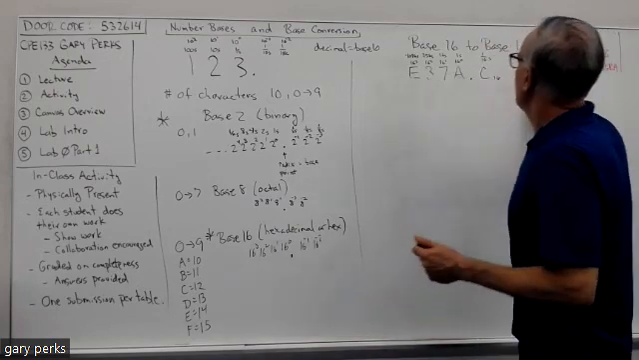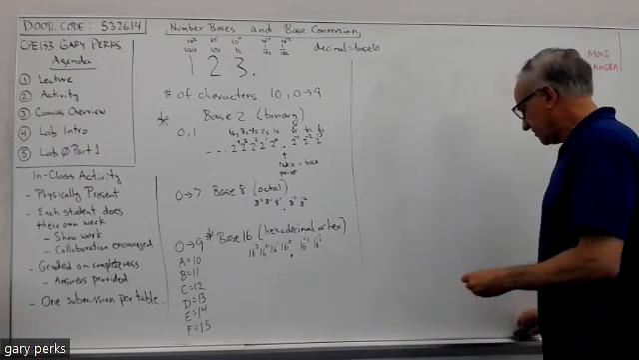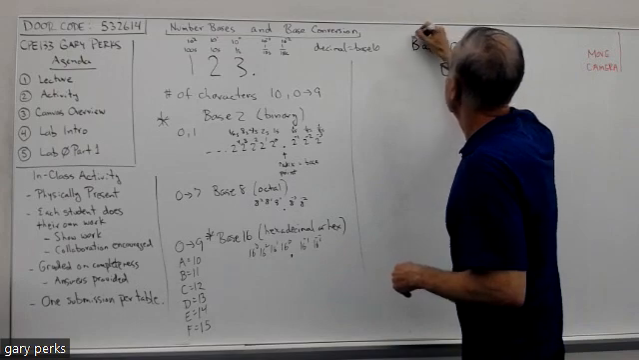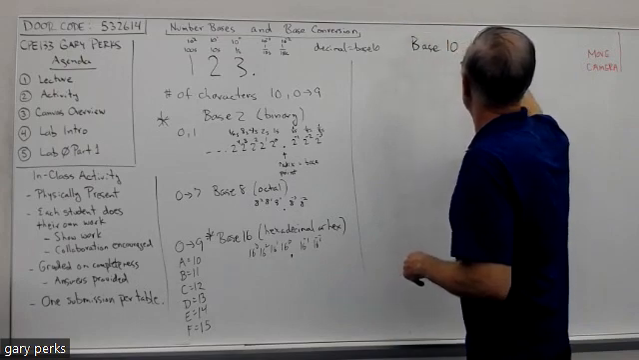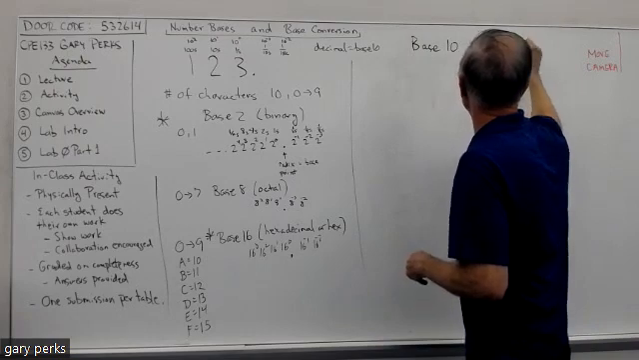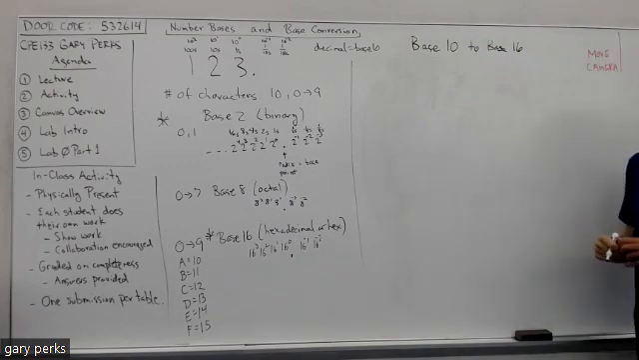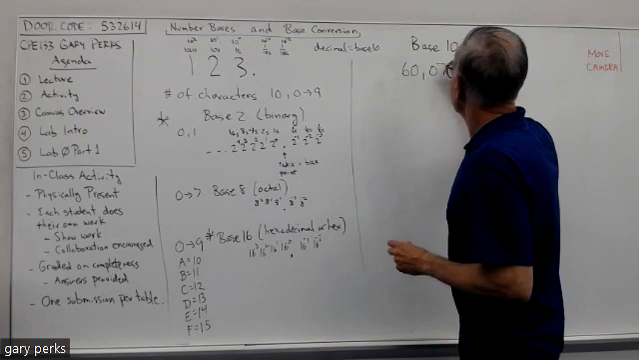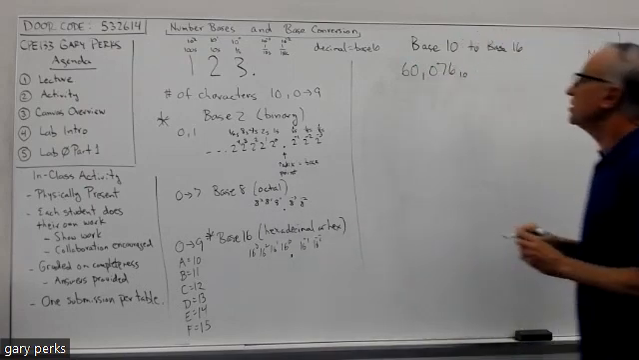All right, but we want to go the other way. We want to go from base 10 to base 16 also. So base 16. All right, so give me a base 10 number again, not something real crazy, but maybe in the tens of thousands, something like that. 60,076. All right, that sounds like his number. Okay, we want to go to base 16.